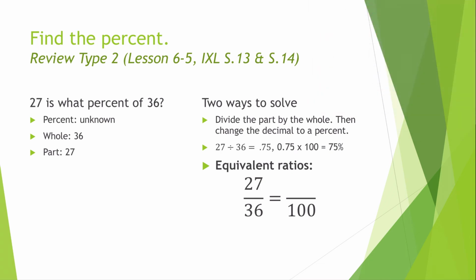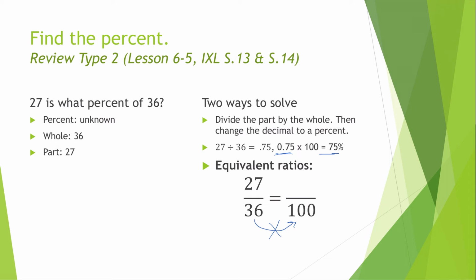Here's another example of a type 2 problem from last week. 27 is what percent of 36? So last week we were dividing it. We were changing that decimal that we got to a percent. But now we're just going to focus on equivalent ratios. The part is 27, the whole is 36. And if you try using a calculator on this to figure out how to get from 36 to 100, when you do 100 divided by 36, it's going to give you a really ugly decimal. It's going to give you a repeating decimal. That's not going to help us. So we can't do that.